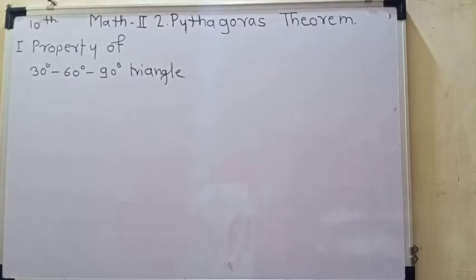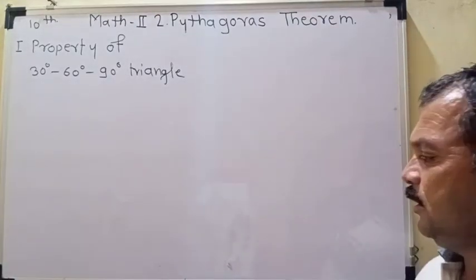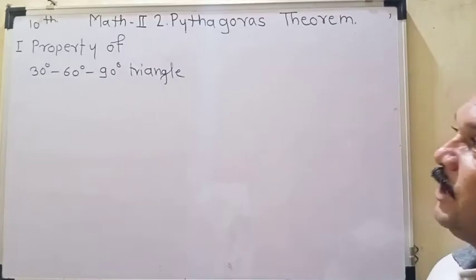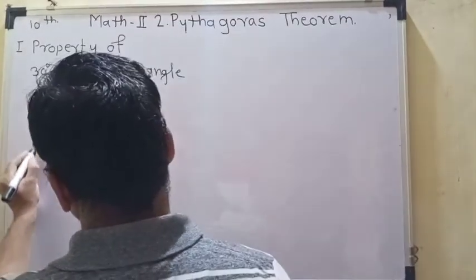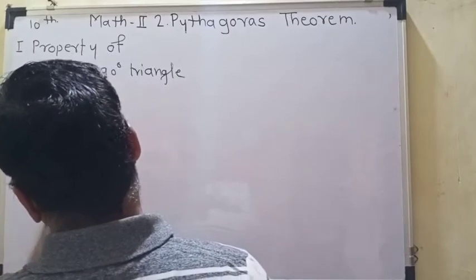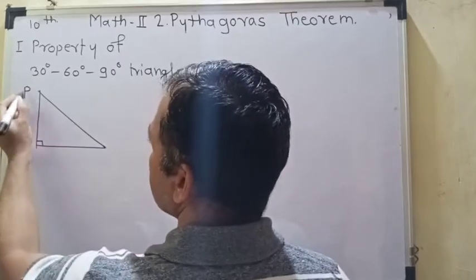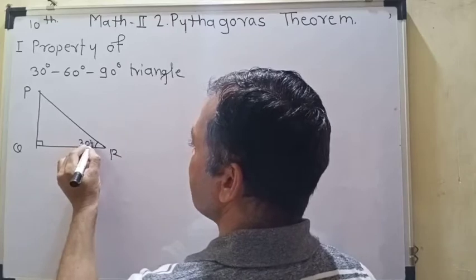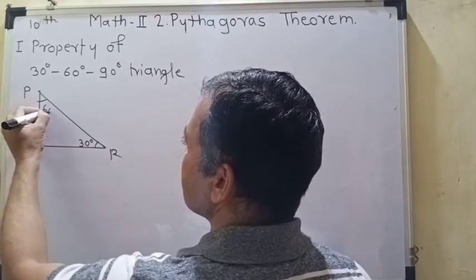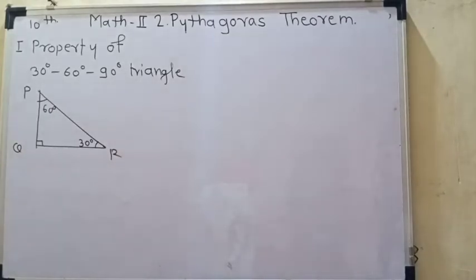Now let us see the property of the 30 degree, 60 degree, 90 degree triangle. Now let us draw the 30, 60, 90 degree triangle. Suppose this is a triangle PQR with 30 degree, 60 degree and 90 degree angles. Now what is the property of the 30, 60 and 90 degree triangle?